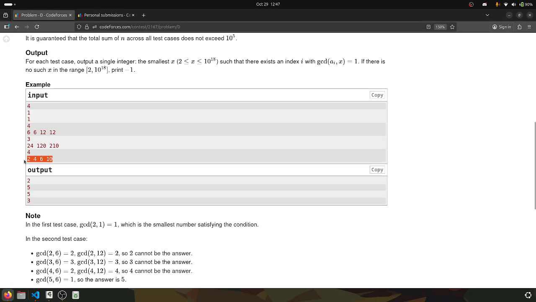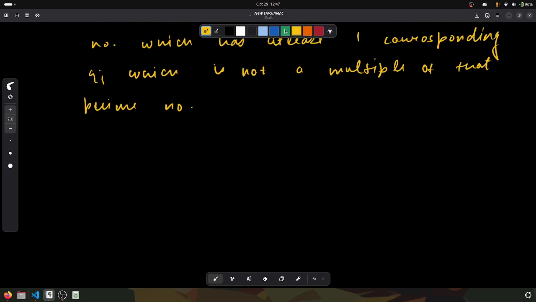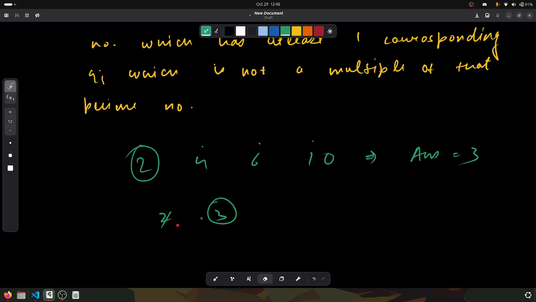And the next test case, we have 2, 4, 6 and 10. Again we check for 2. Obviously all are multiples of 2, so 2 is not an answer. We check for 3. 2 is not a multiple of 3, so GCD of 2, 3 will be 1, so 3 is the answer. So that's how we can do it.